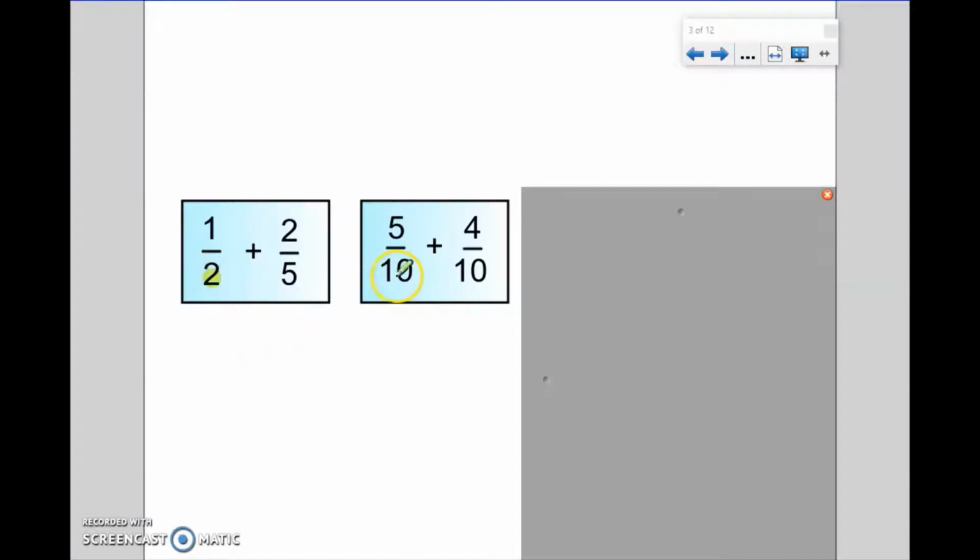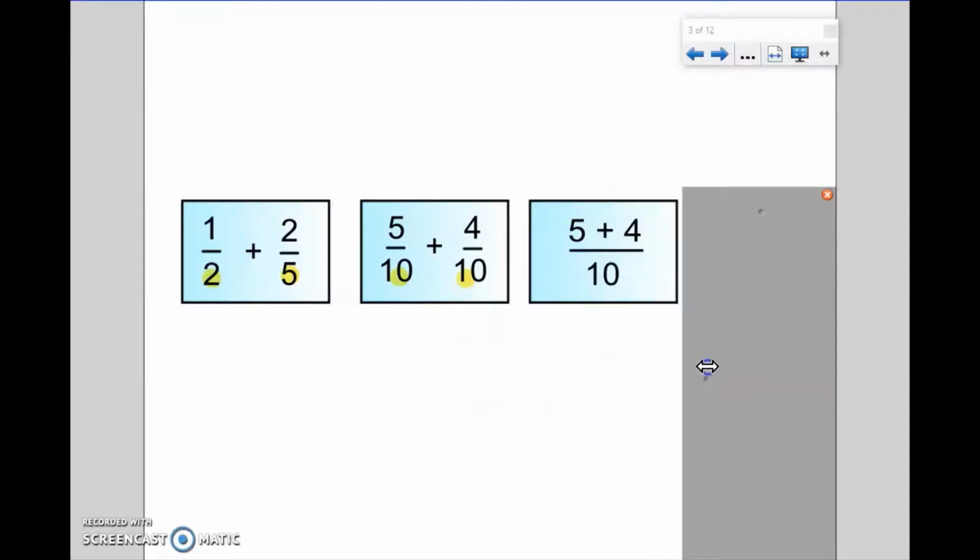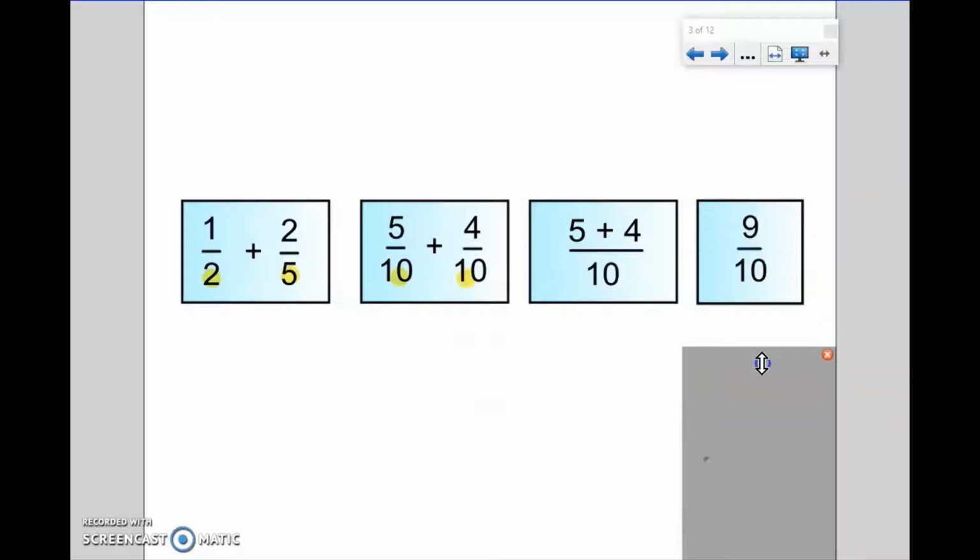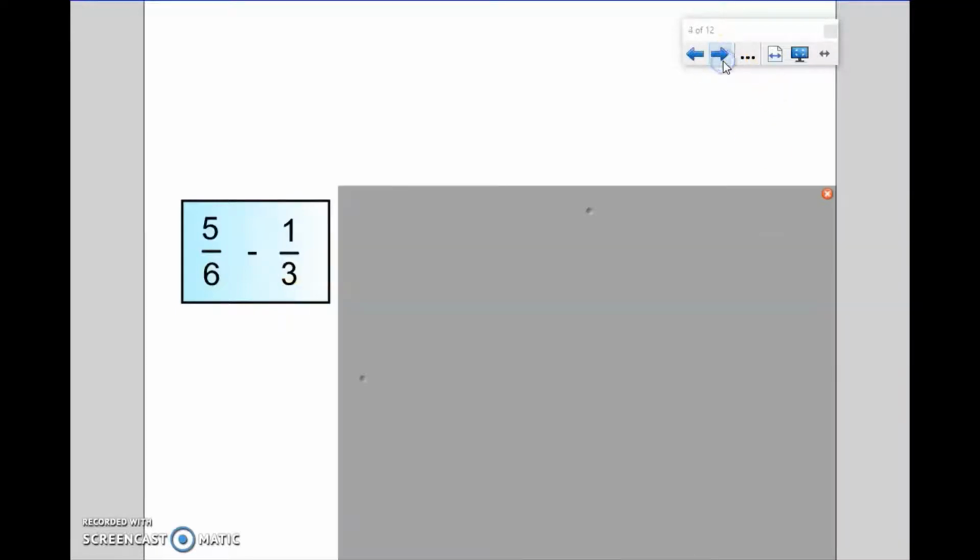To get from 2 to 10, I've times by 5, which is exactly what I've done to the numerator here. To get from 5 to 10, I've times by 2, which is exactly what I've done for the numerator here. Then I go ahead and add my numerators together. 5 add 4, giving me 9/10. Last example from me before I give you a task to do.